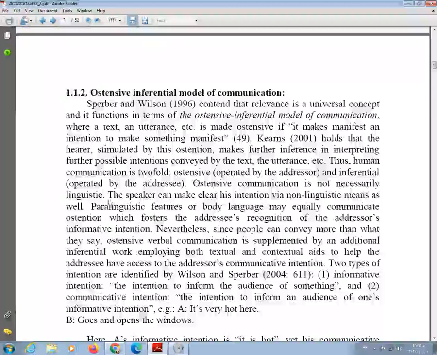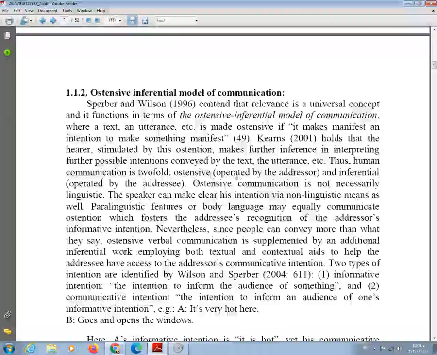Let's read this part. Relevance is a universal concept, and it functions in terms of the ostensive inferential model of communication. يعني إيه? Where a text or utterance, whatever, is made ostensive. امتى يبقى ostensive وواضح كده? If it makes manifest an intention to make something manifest. What does this mean? That the hearer, stimulated by this intention or this clear message, makes further inferences in interpreting further possible intentions conveyed by the text.